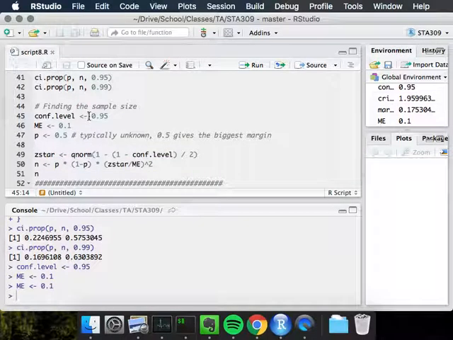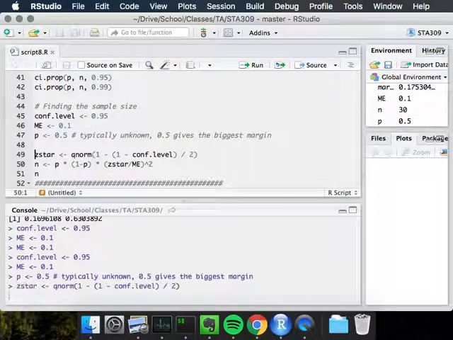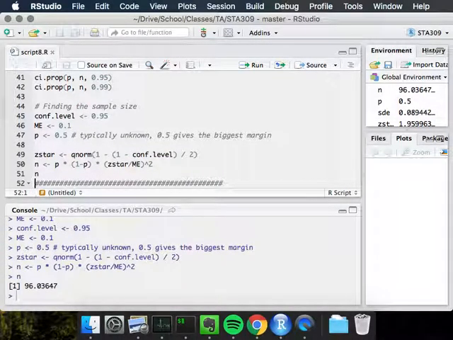So if I run this, I should get some sample size. Here it says my sample size should be 96.03. That means it should be greater than or equal to 96.03. Because this is not an integer, you would just use the next largest number. If you want to be 95% sure and you use 96, you won't be exactly 95%, you'll be a little bit less than 95% sure. So just round up to the nearest integer above.